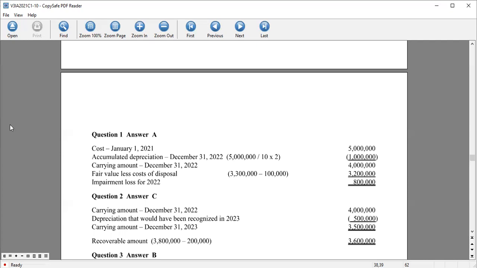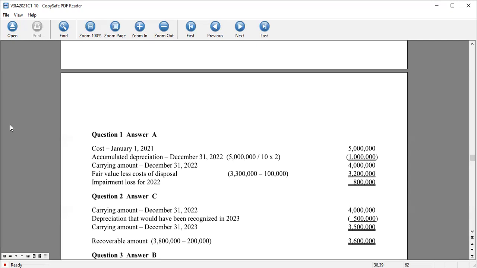Then the carrying amount on December 31, 2022 is 4 million. Then we have the fair value less cost of disposal of 3.3 million minus 100,000. So we have 3.2 million. The impairment loss for 2022, that's the amount of 800,000. Now the impairment loss for 2022. That answers question number 1. The answer is 800,000. It's supposed to be letter C. But for 2022, what amount of impairment loss should be recognized on December 31, 2022?